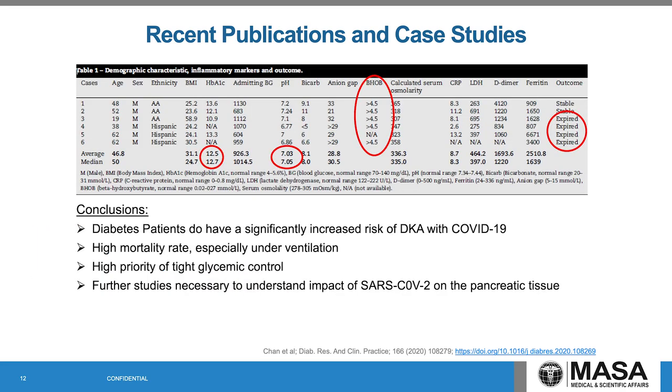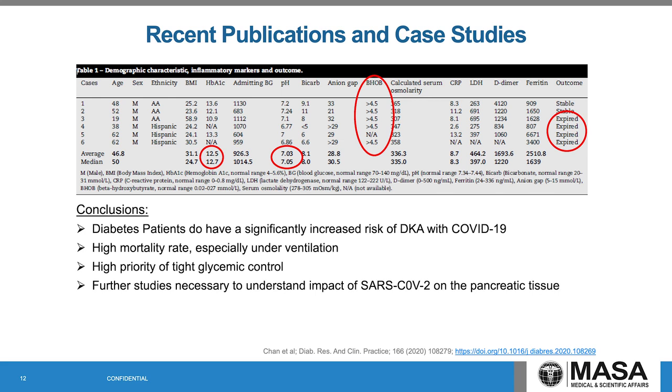As we can see in the table here, all the patients had a very high HbA1c, on average 12.5. They had a very low pH, on average 7.03. They had very high beta-hydroxybutyrate, as you can see here in the table, above 4.5. And as you can see at the end of the table, unfortunately, a majority of the patients died. The authors concluded that diabetes patients have a significantly increased risk of DKA when they get COVID-19 infection as well.